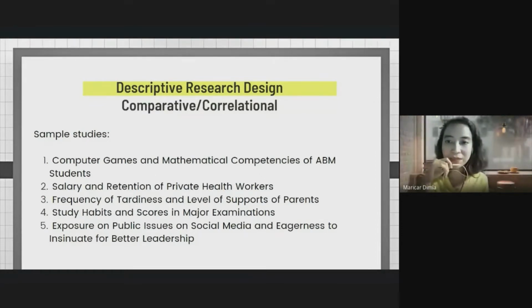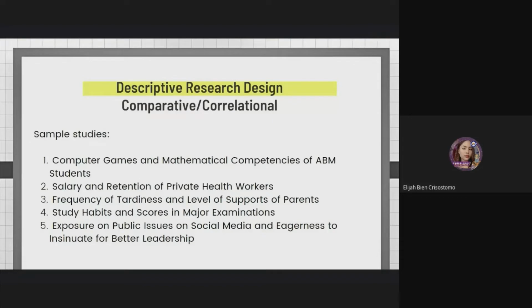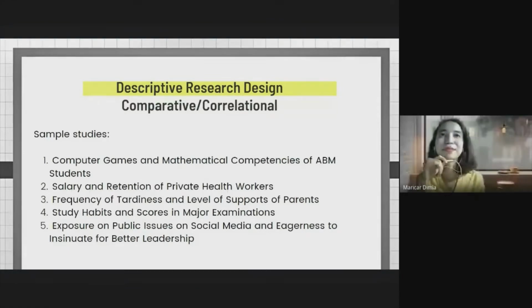Identify the IV and the DV. Yes, Elijah? Nauna si Elijah ng very, very light. Try lang po. Okay, go. Yung IV po, yung level of support of parents. Then yung DV po, yung frequency of tardiness. Okay. Ba't ka nag-stop? Grabe ka naman. Sige, let's hear your classmates add their answer.